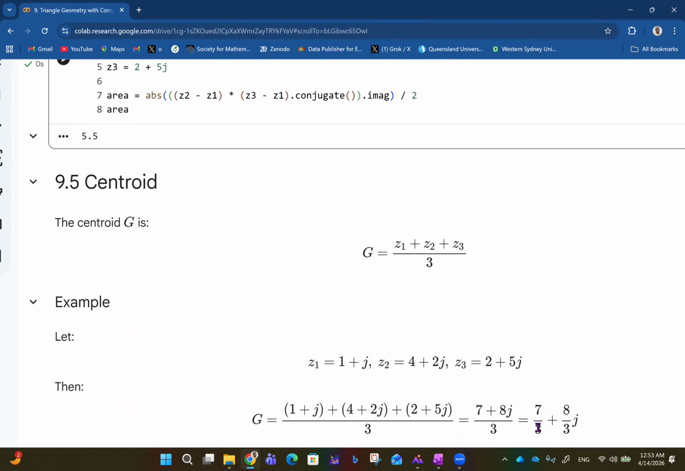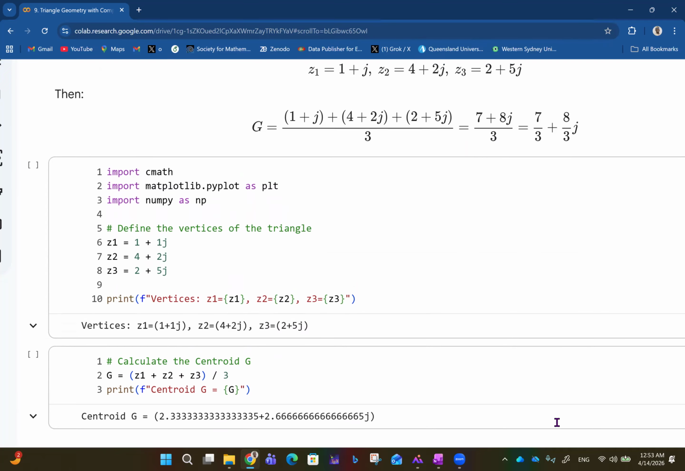7 over 3 is the same thing as 2 and 1 over 3, that's 2.3333. 8 over 3 is 2 and 2 over 3, that is 2.666667. And that's exactly what we get when we run all this here. Here, of course, we input the vertices. Then if we run this now, this is 2.333, which is 7 over 3, and this is 2.6667, which is 8 over 3. To calculate the centroid, you have G is Z1 plus Z2 plus Z3 divided by 3, and then you print that, you get your result.